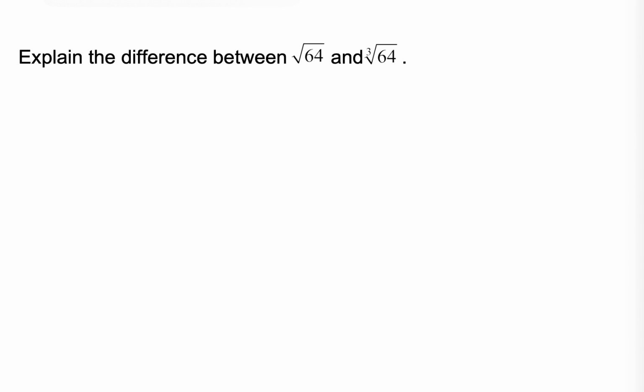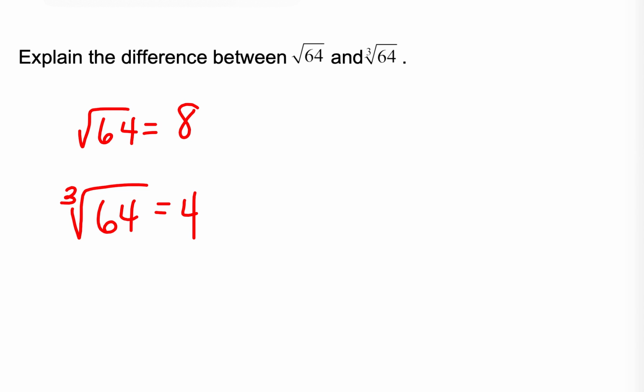Okay, let's check our answer. Square root of 64 is 8. The cube root of 64 is 4. That's because for square root, it only has to be multiplied by itself twice, 8 times 8. But on the cube root, it has to be multiplied by itself 3 times. 4 times 4 is 16 times another 4 is 64.